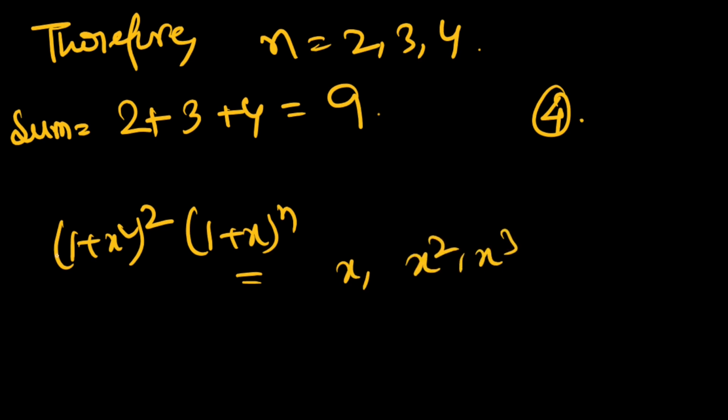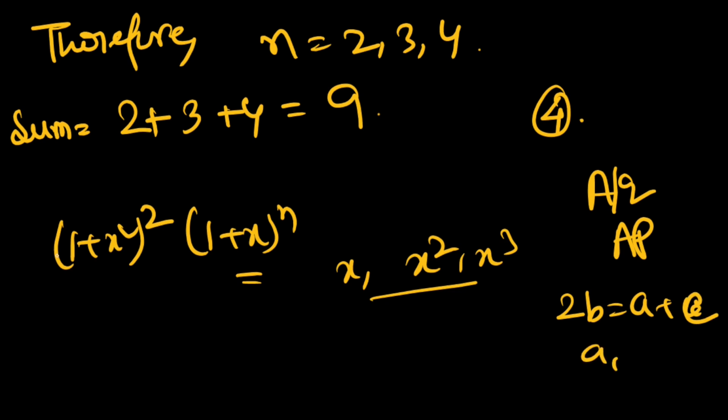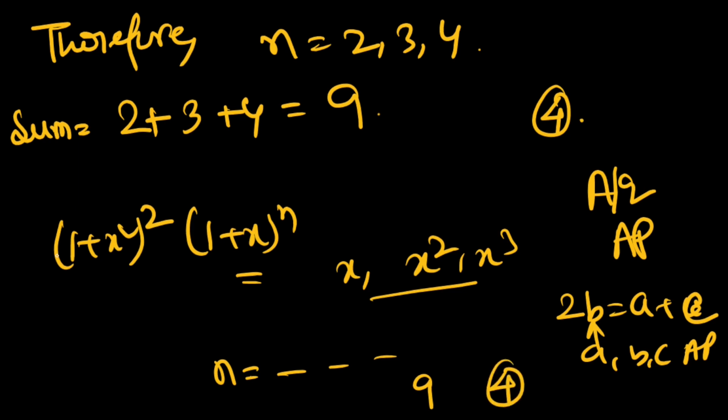Then we get the coefficient of these terms in the nth form, and also one condition is given in the question: these coefficients are in AP. So we use the AP formula, B is equal to A plus C. If A, B, C are in AP, then this condition holds. So using this condition we find the values of n. We get the 3 values and sum them, then we get the final answer equal to 9. That is, option 4 is correct.